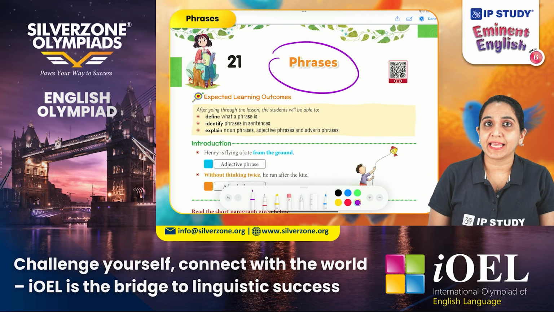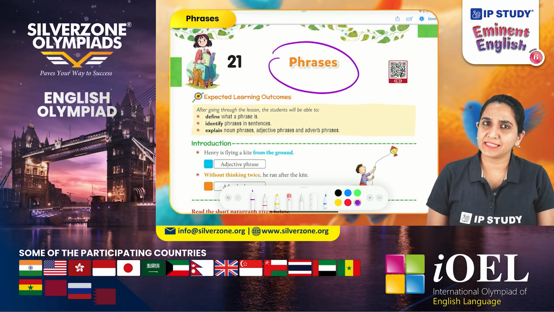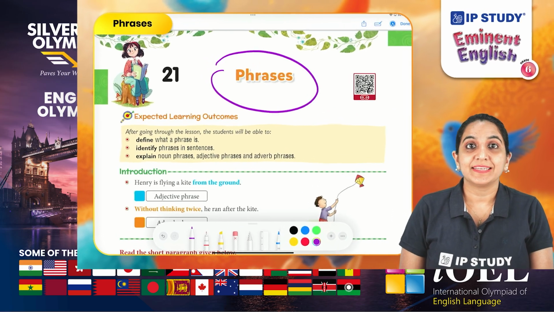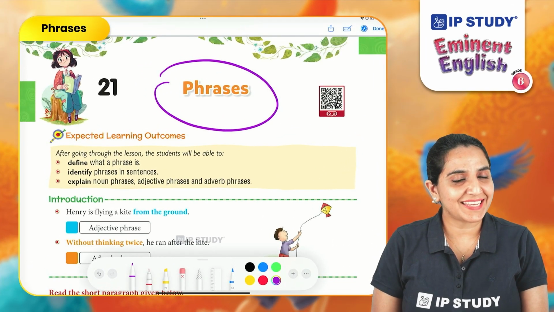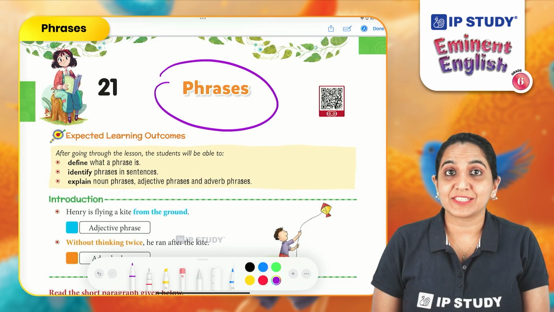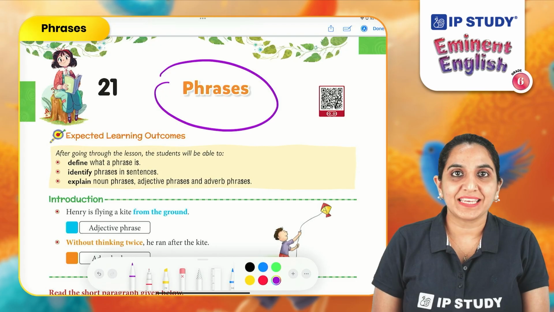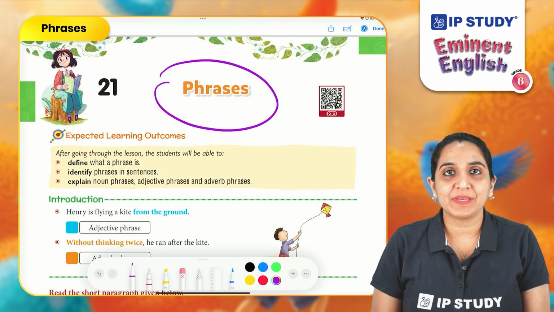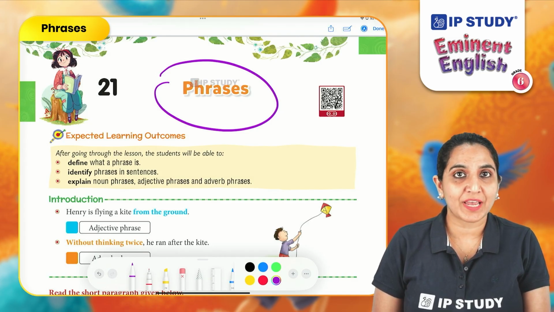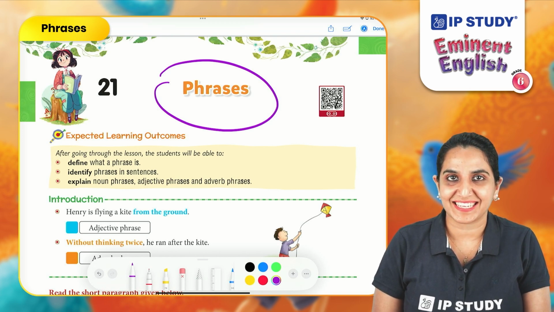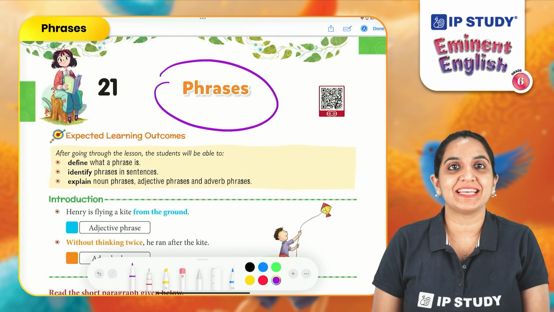Well, if I say "in the park," is it a complete sentence? Very good. It is not. Does it make sense? Yes, it does. It is not a complete sentence, yet it makes complete sense. That means they are phrases, a group of words that adds meaning or makes sense together, but they do not have a subject or a predicate. That means they cannot be called a complete sentence. That is what we will learn in today's session.